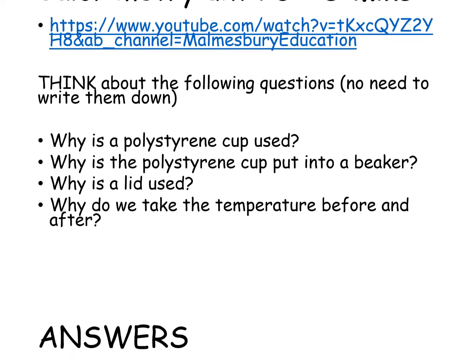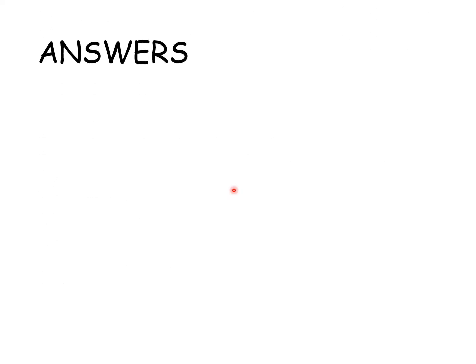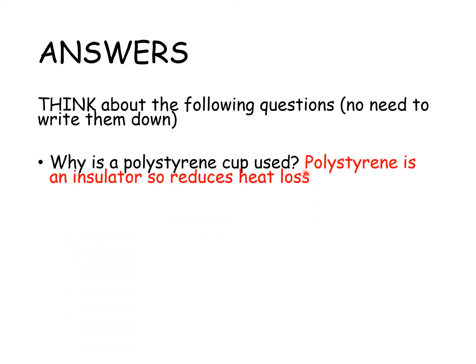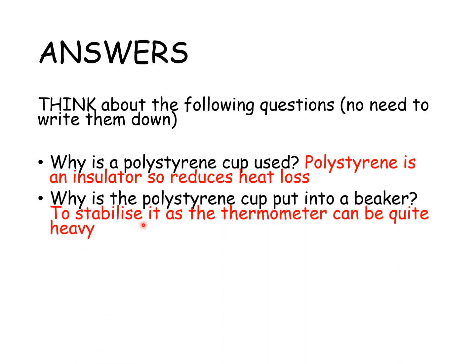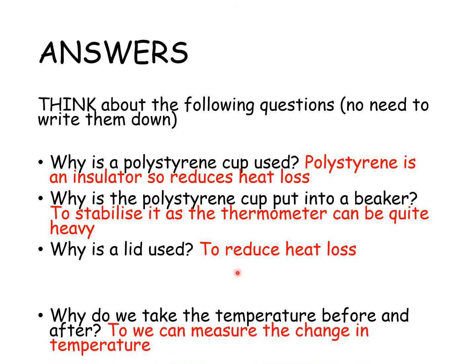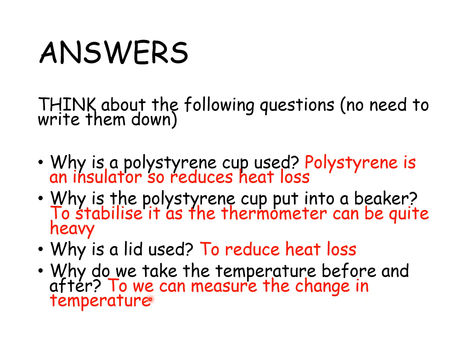So just think about. Okay, so these are your answers. You didn't need to write them down. Just having to think about them. Why is a polystyrene cup used? That's because it's an insulator, so it reduces heat loss. It doesn't prevent it fully; it just reduces it. A polystyrene cup into a beaker, and that's just to stabilize it. The thermometer can be quite heavy, and sometimes it can tip over. A lid is used to reduce heat loss again, so the lid is also an insulator to some extent, not as good as the polystyrene insulator, but it is an insulator nevertheless.